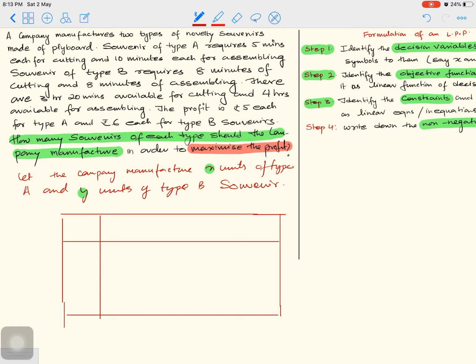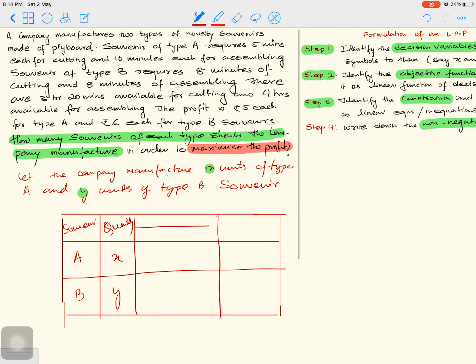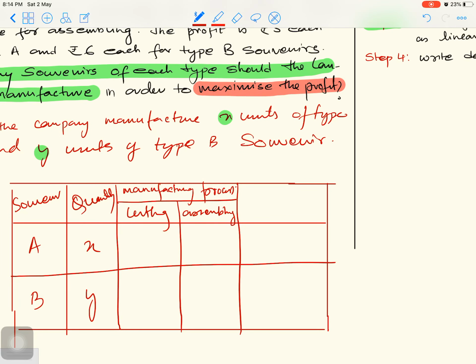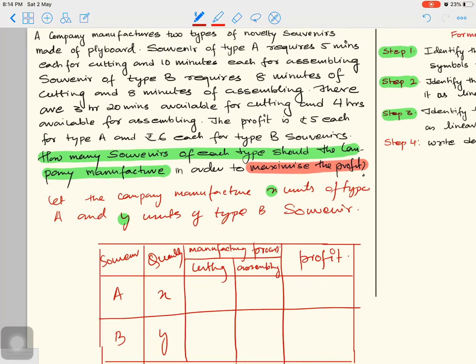Okay, so the first column I have here is for souvenir. There are two types, A and B. The second column I will make here would be quantity, that's X and Y. The third column, let's see what else is involved. How to make this souvenir? By cutting and assembling. So I'll make manufacturing process: that's cutting and that's assembling. Please try to make sense out of it. Then the next column is profit. We are talking about profit in this sum. Okay, so let's read the question and try to fill up this table.